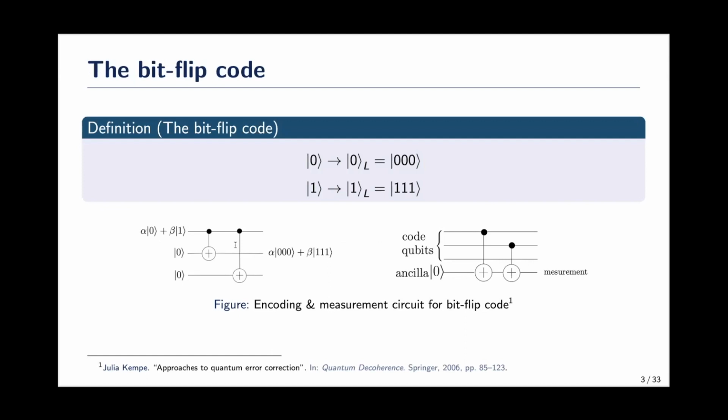First, let me introduce the simplest code, the bit flip code. We encode 000 as the logical 0 state and 111 as the logical 1 state. This is the encoding circuit. The bit flip code can detect a single Pauli X error. If we use two CNOTs like this, and the first and second qubits are different, the ancilla becomes 1, and we detect the error.